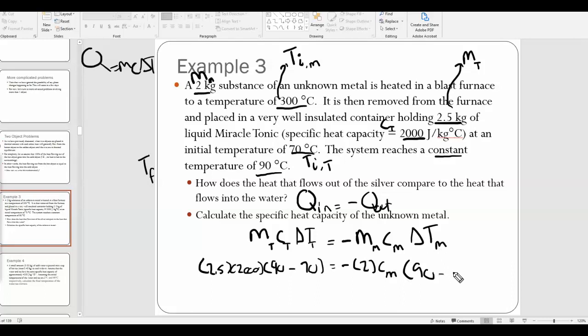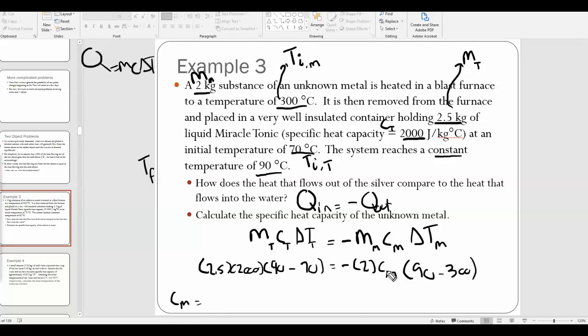The initial temperature of the metal is 300. Notice that this minus sign out front in the equation, it's minus Qi, is important because 90 minus 300 is going to end up being negative. And so I need those two negatives to cancel. Otherwise, you get a negative value for specific heat capacity, which is not possible.